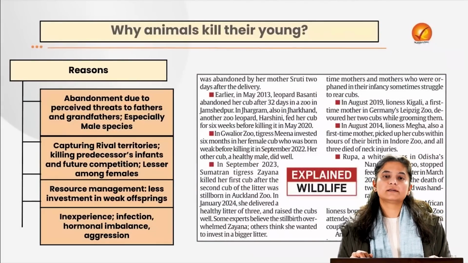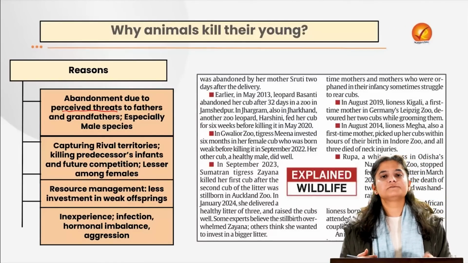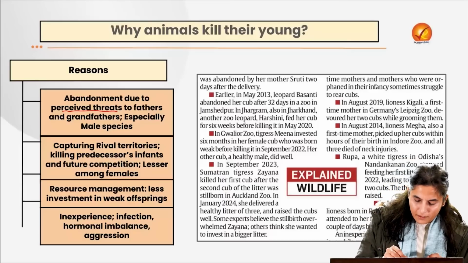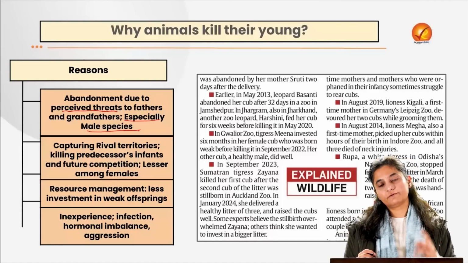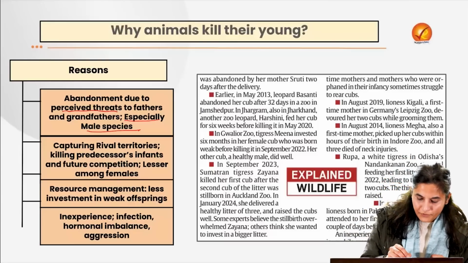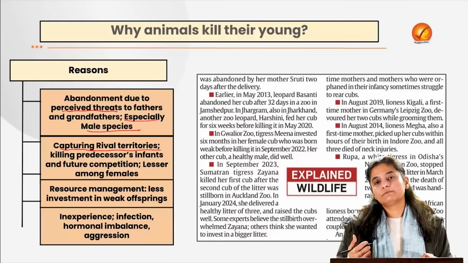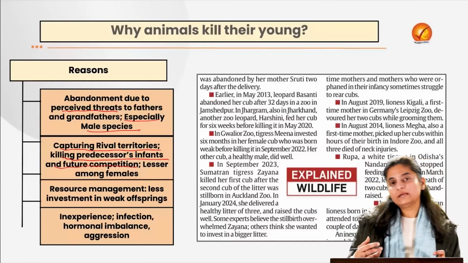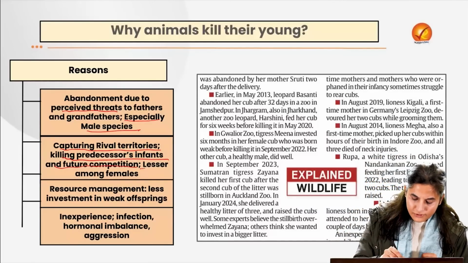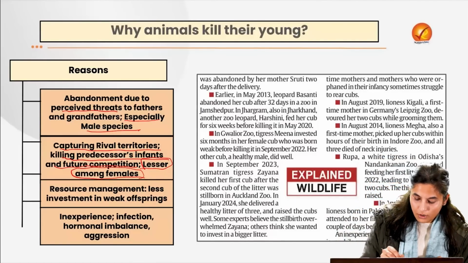Now, what are the reasons? As per this article, first of all, there could be a tendency among animals of abandonment. That could be because they perceive some threat from fathers and grandfathers, especially among male species. This pattern and behavior has generally been witnessed among the male species as compared to female ones. Females also take different routes, but this particular behavior of abandonment has been witnessed more among the male species. Then there could be fights, animal wars, and then the party that wins captures the rival's territories. Then they could end up killing predecessors and infants, and it could also mean that they are eliminating future competition. Also, like I said, this behavior is witnessed more among the male members and less among female members.